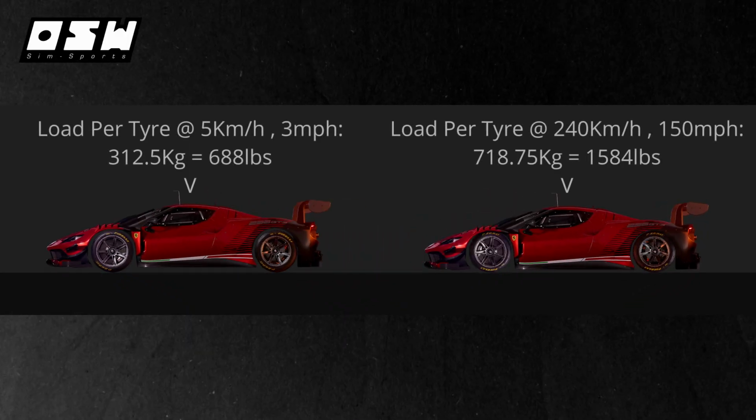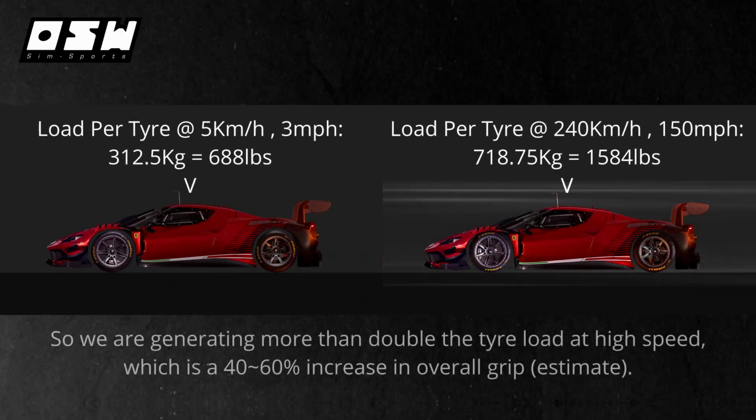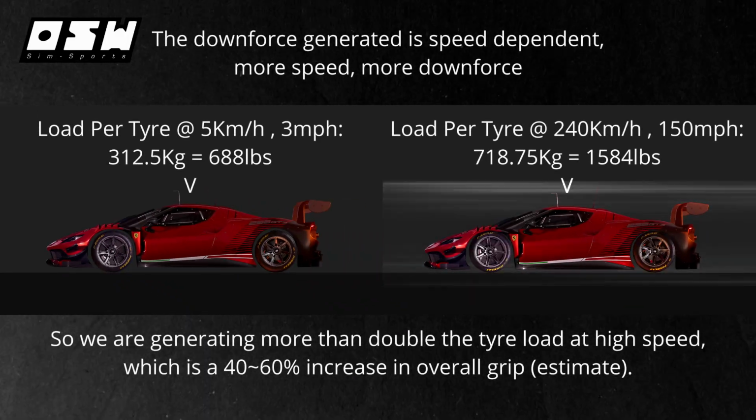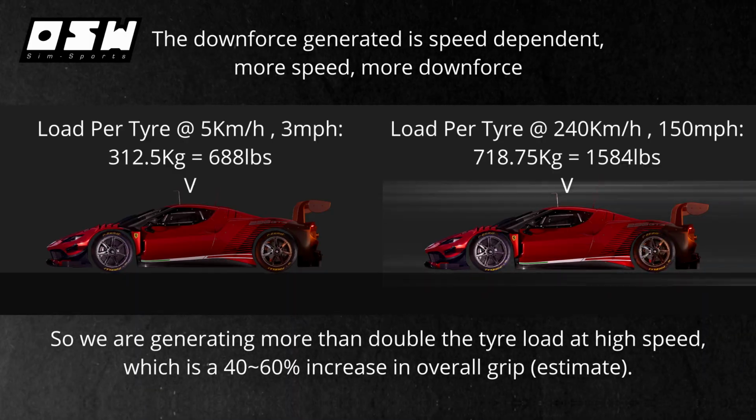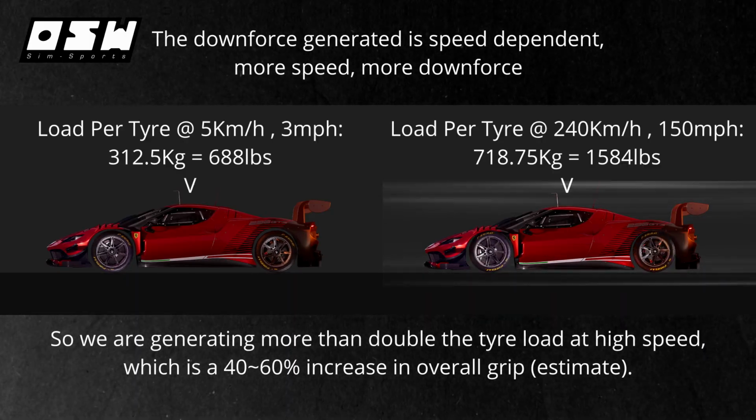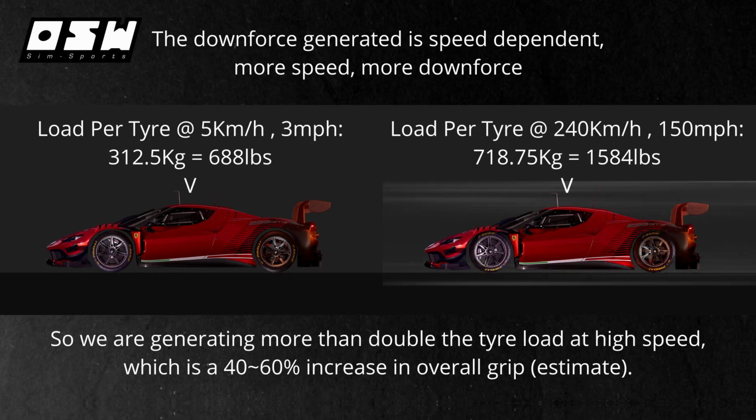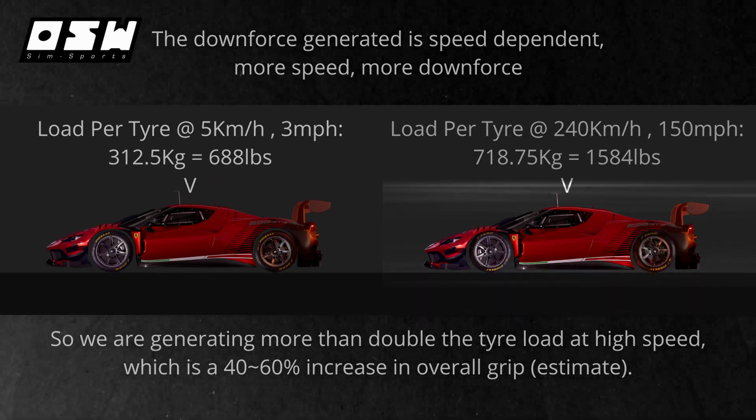So if we add those two up and divide it by 4 again, we can see that at high speeds the car is now generating more than double the tire loads, which accounts for a 40 to 60% increase in overall grip.